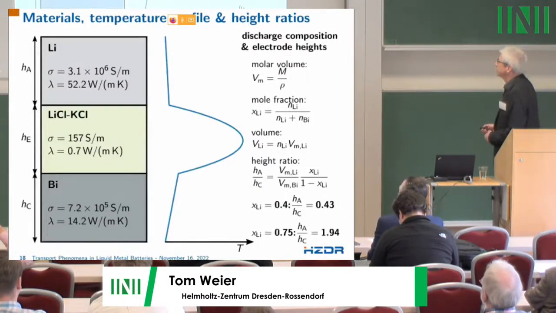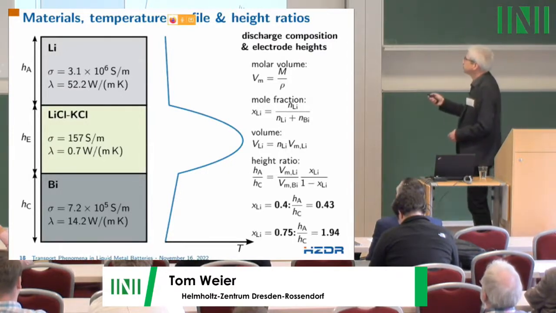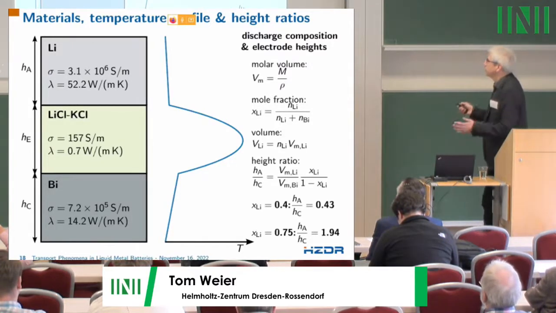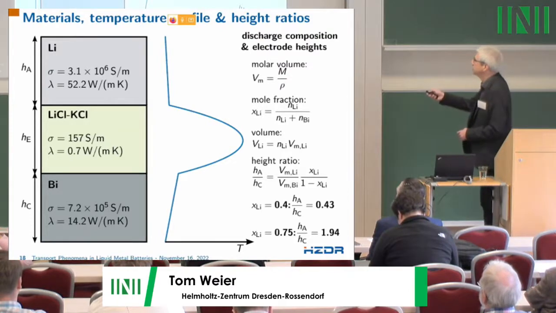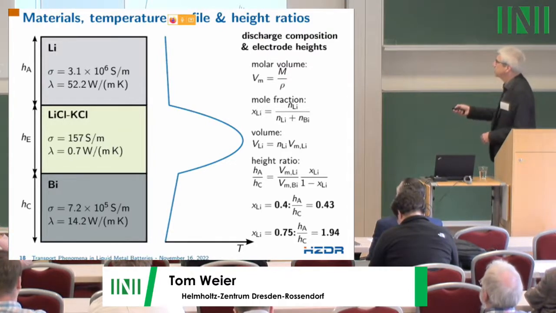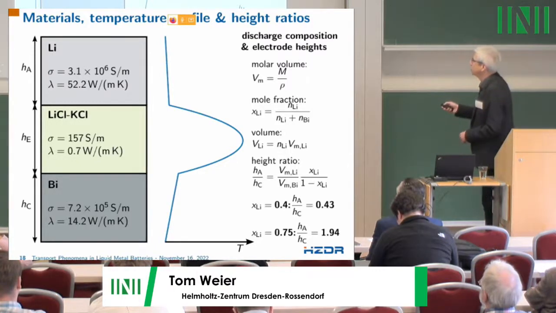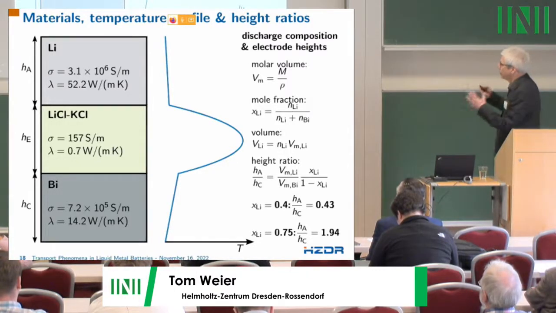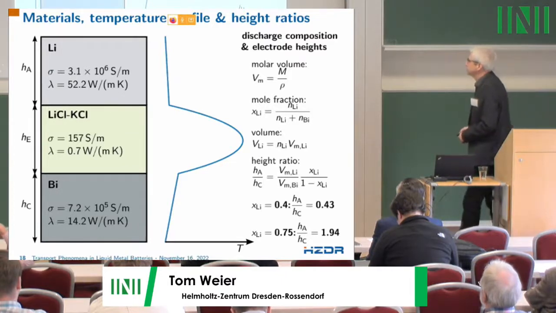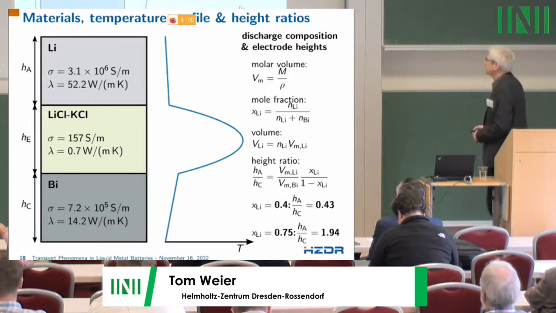Now coming back to the full cell, to the full problem. This is the purely conductive temperature profile, and I've shown here some material properties. So of course, very good electrical conductivity, very good heat conductivity in both metals, less so in the molten salt. And in the molten salt, therefore, relatively large ohmic heating, and this parabolic conductive temperature profile that we expect.